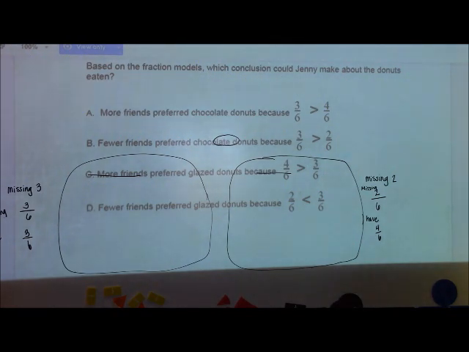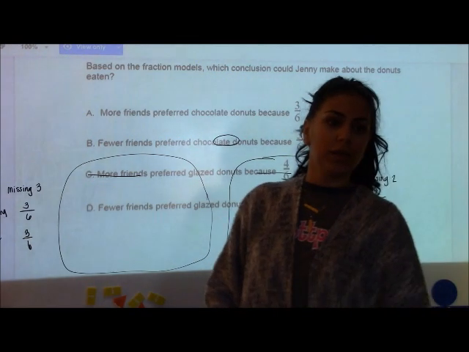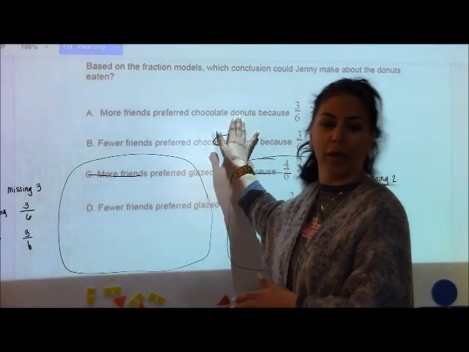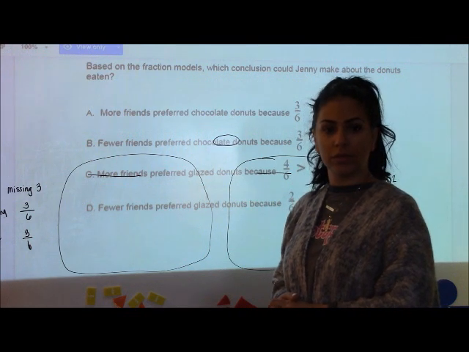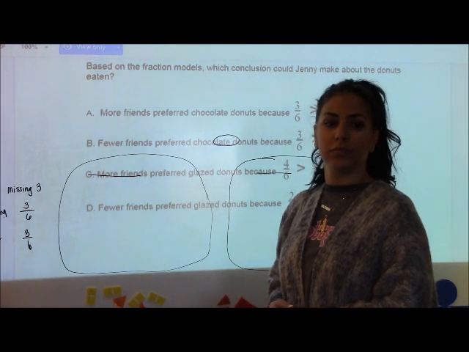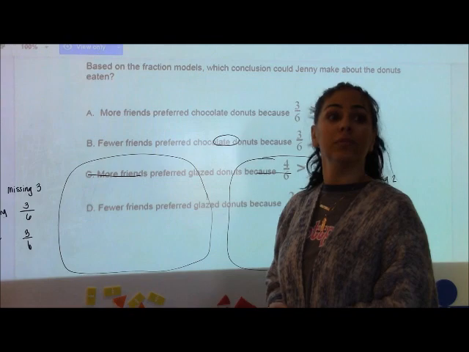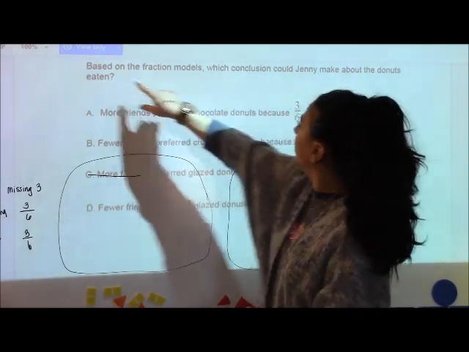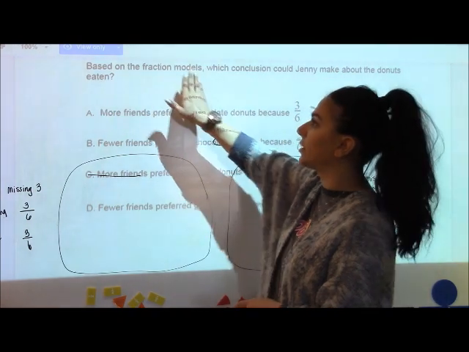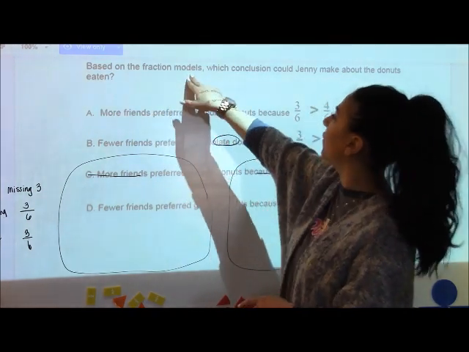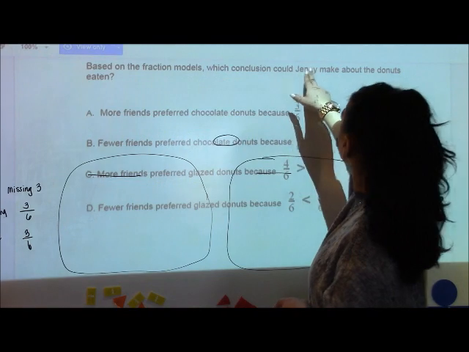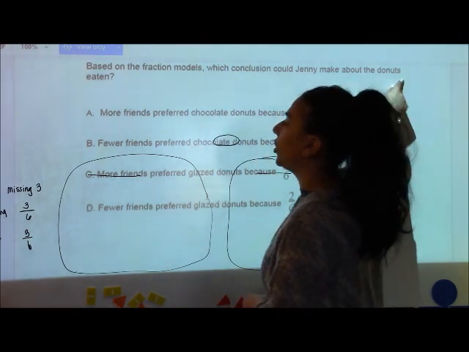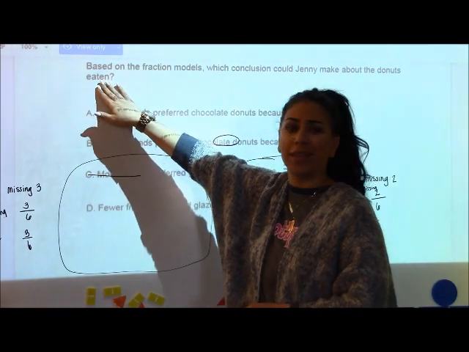All right, I heard some great things. Ashton, what did you think? What did you and your partner talk about? We said that conclude means that you can infer. Do you guys agree with that? All right, so let's read that again. Based on the text feature that I have, what can I infer, or which conclusion could Jenny make about the donuts eaten? Okay, that was a lot of words.